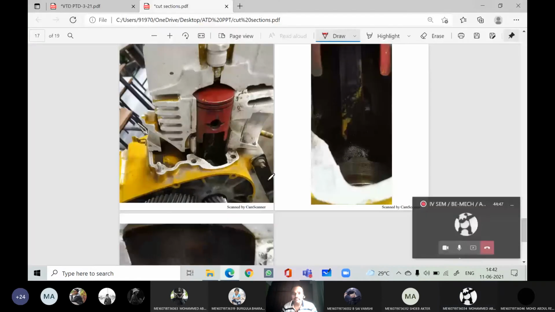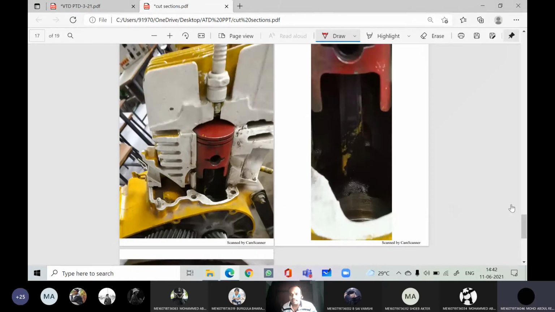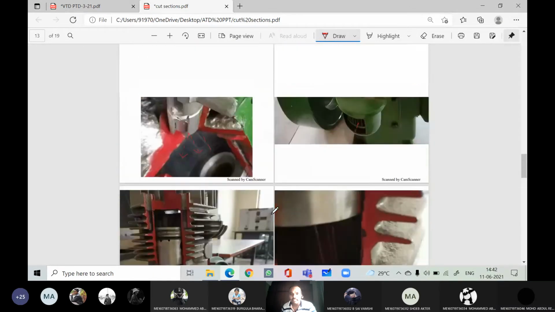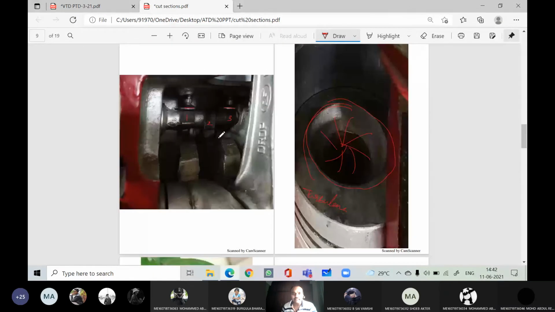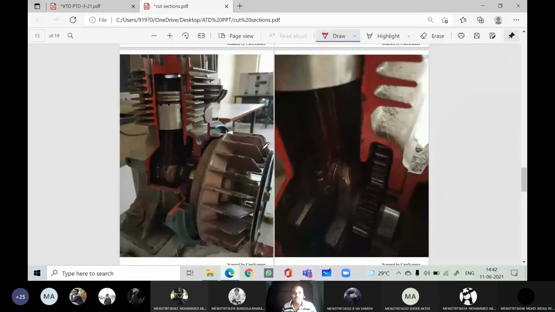Okay, right. Here you can see a cut section of a two-stroke engine that is available in our college. Sir, can you show the carburetor? Carburetor of a four-stroke engine? The carburetor is not there. Just now I explained the diesel engine. Oh, okay, sir. Now this is a petrol engine.